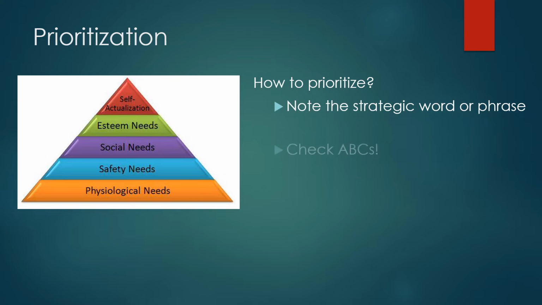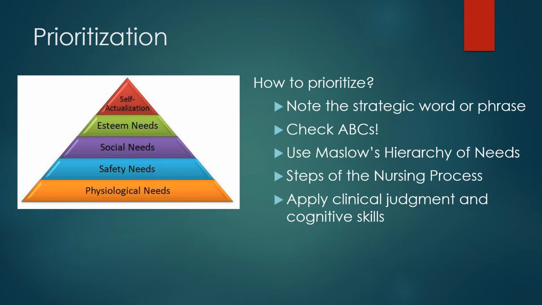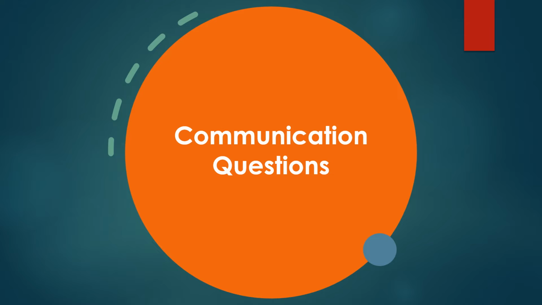How to prioritize. Note the strategic word or phrase, check ABCs, use Maslow's hierarchy of needs, steps of the nursing process, and apply clinical judgment and cognitive skills. Maslow's hierarchy of needs starts with physiological needs and safety needs. There may be some questions where these two overlap. For example, if an unstable patient is short of breath, then this patient should be seen before the stable patient with the pain rated 9 out of 10. After safety needs come social needs, esteem needs, and self-actualization.